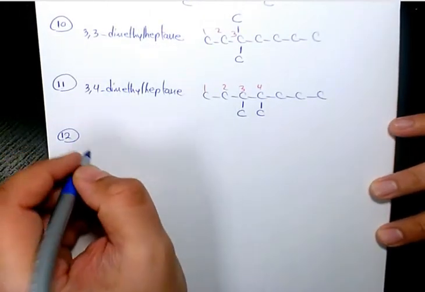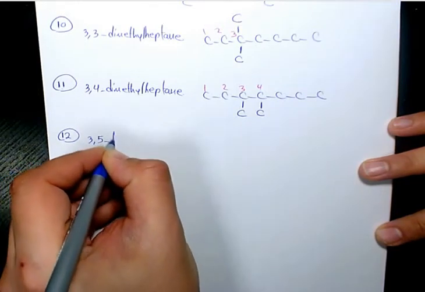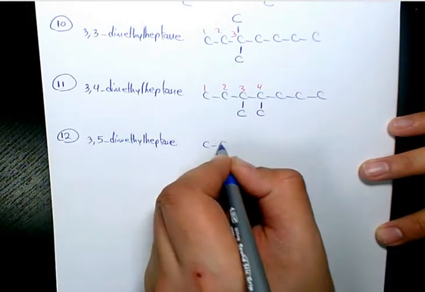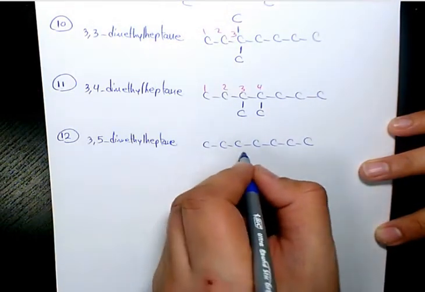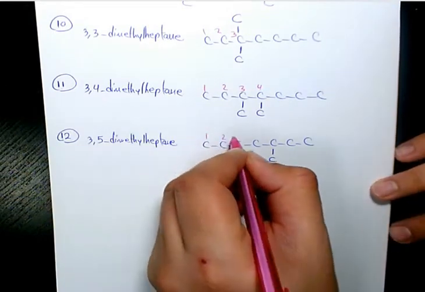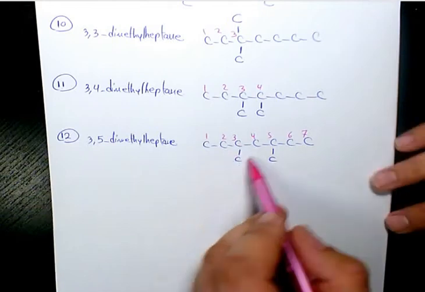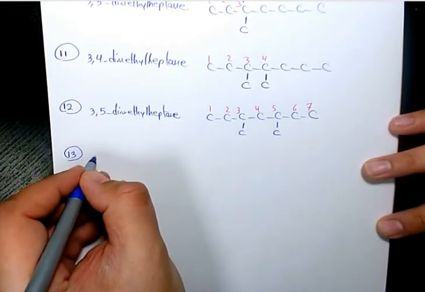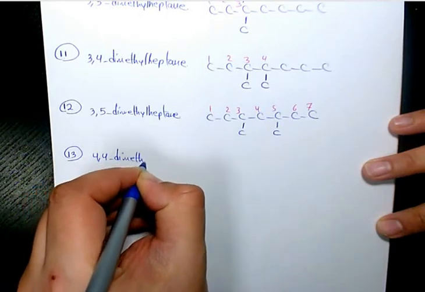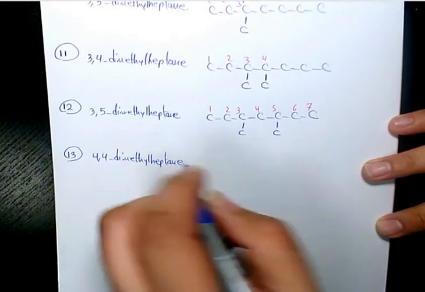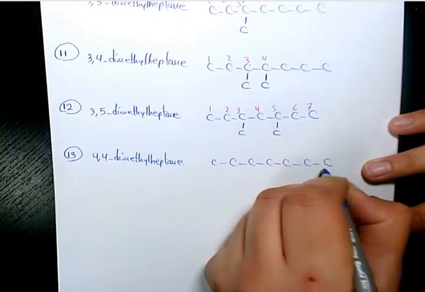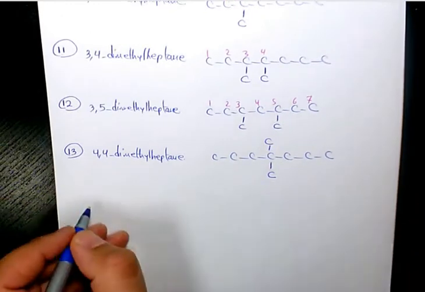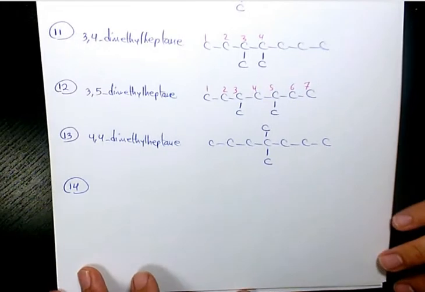Number 12 is going to be 3 and 5 dimethyl heptane. 1, 2, 3, 4, 5, 6, 7. So we have on the third one and on the fifth one. That's why we have 3 and 5 dimethyl heptane. Number 13 is going to be 4 and 4 dimethyl heptane. Next one is going to be when we have an ethyl group.